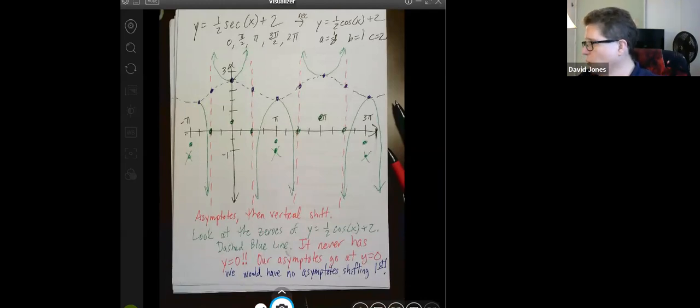All right, let's get the whole kit and caboodle going on. Let's do the full package on a cosecant. Y equals 2 cosecant. Let's see. 2x minus pi over 3. And let's shift the graph down 1.